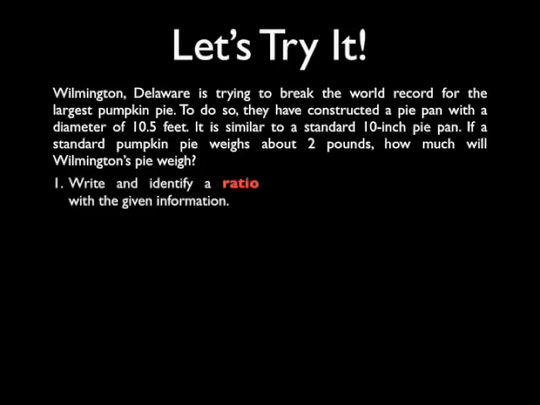So the first step is to write and identify a ratio with the given information. Once again, we want units to reduce out, but I'm not seeing anything with the same units. I'm seeing feet and inches and pounds. But wait a minute. Feet and inches are both measures of distance, and we can convert feet to inches. So let's do that really quick. 10.5 feet, there's 12 inches in 1 foot, so we can get rid of those feet there, and that turns out to be 126 inches. So 10.5 feet is 126 inches, and now we have a ratio that we can write.